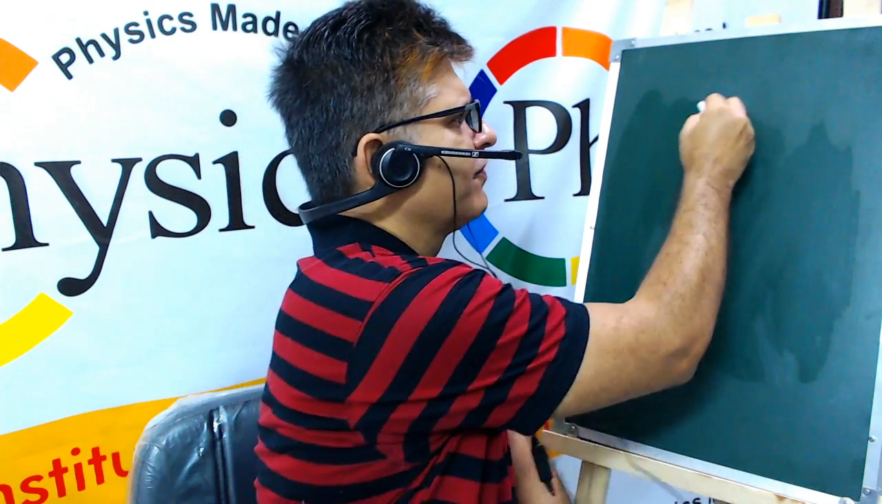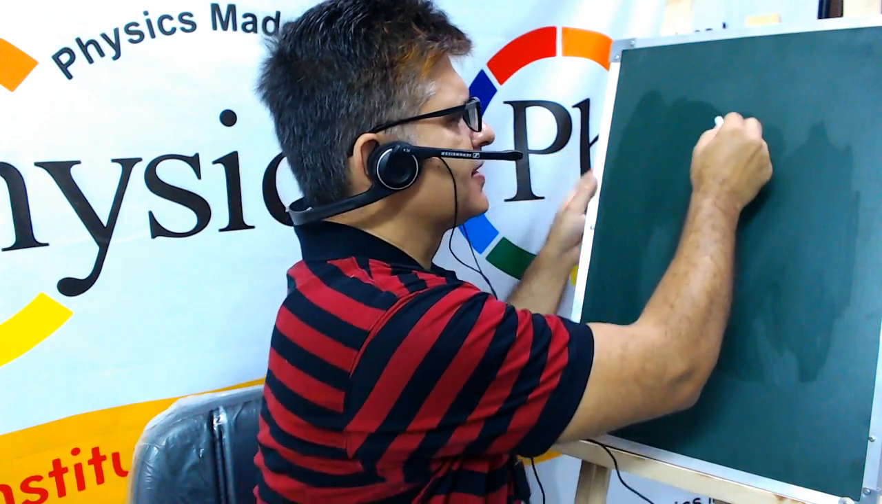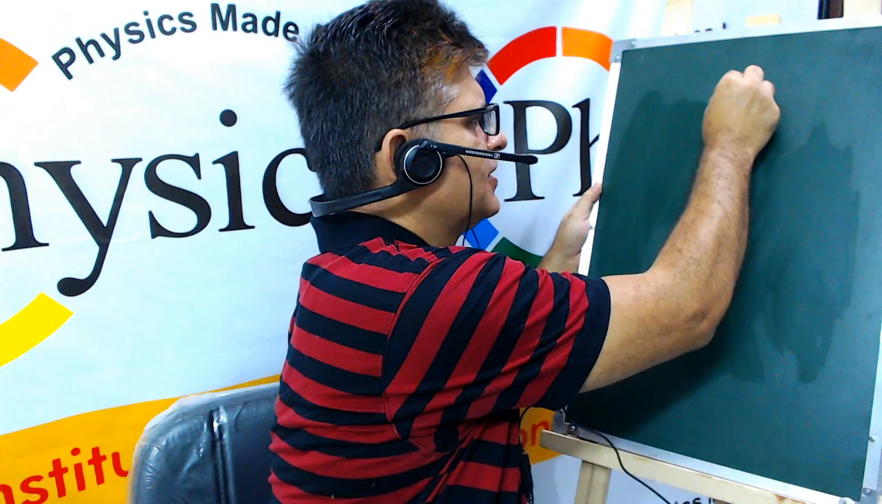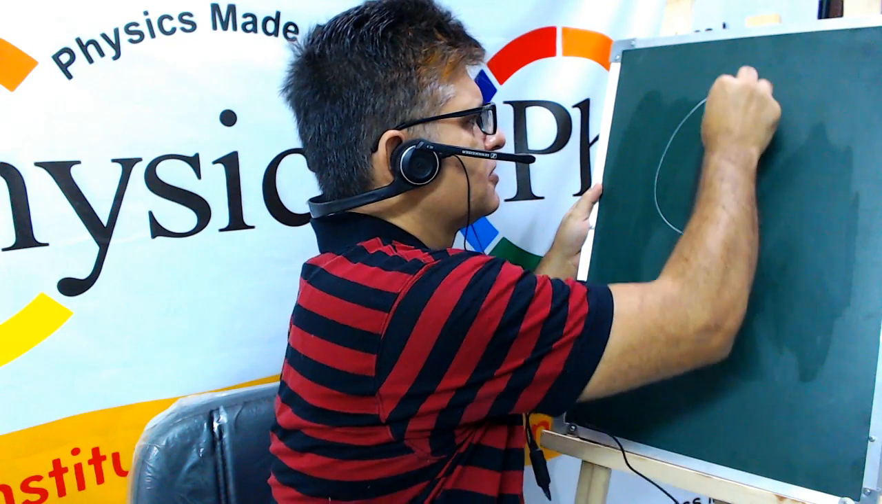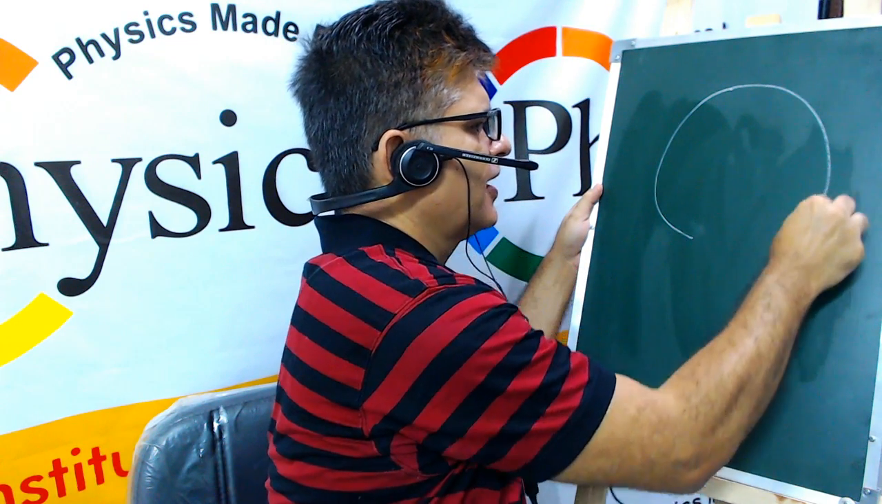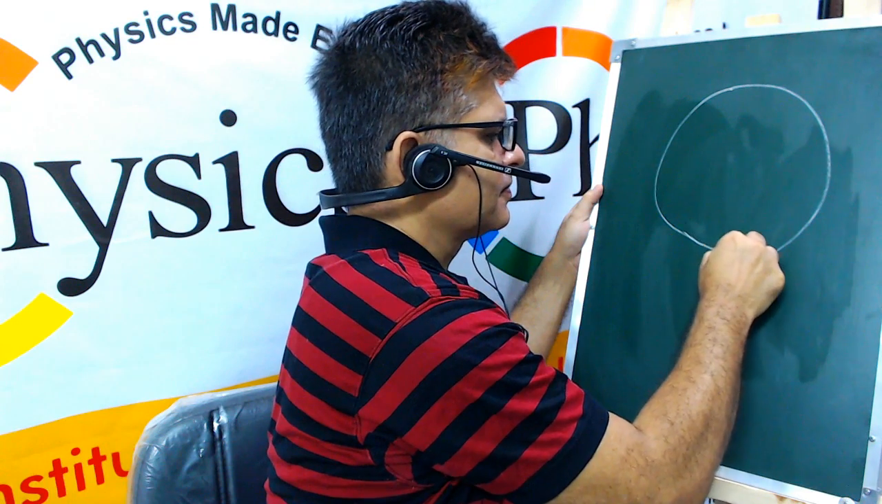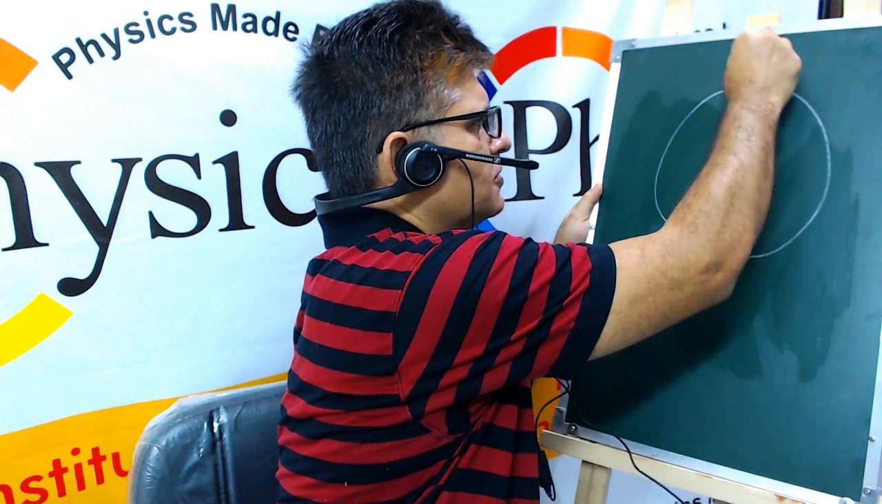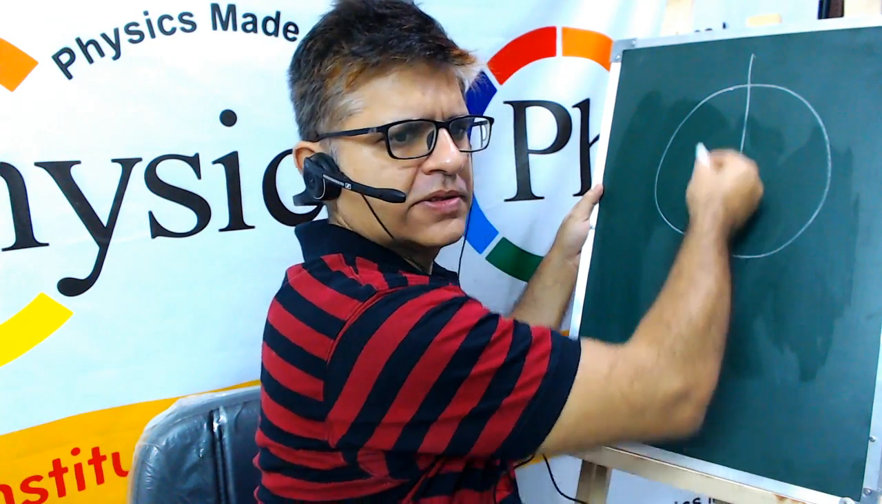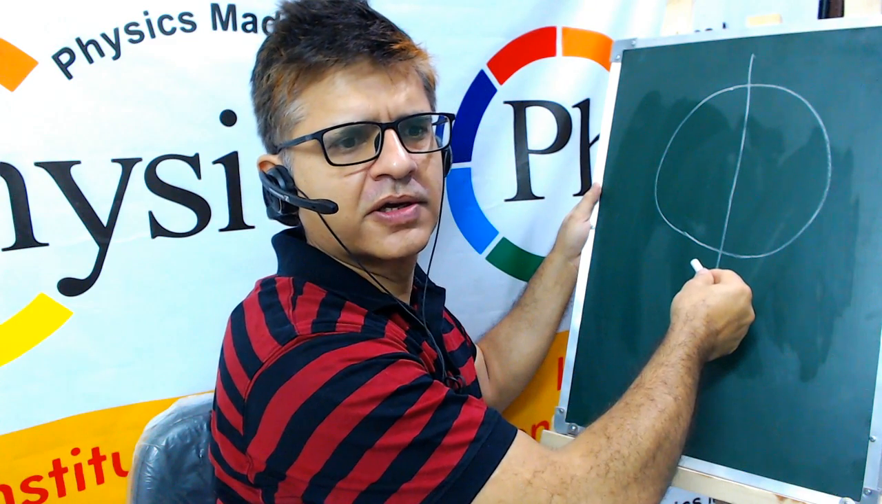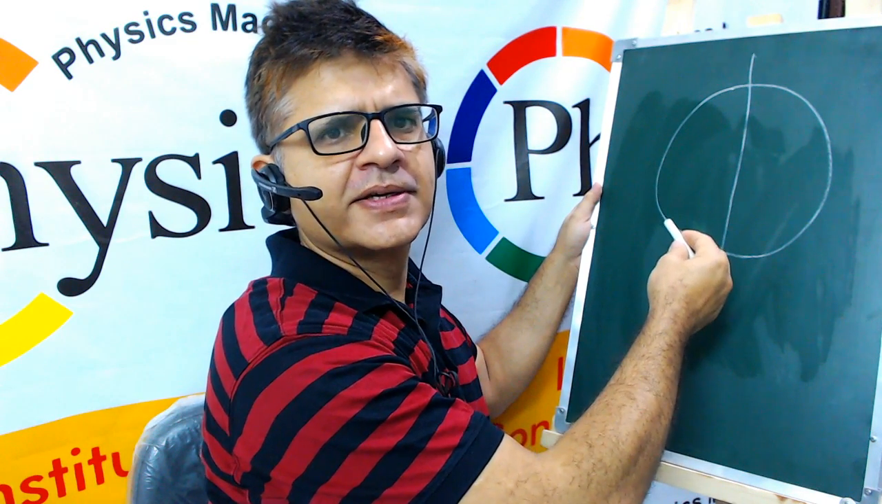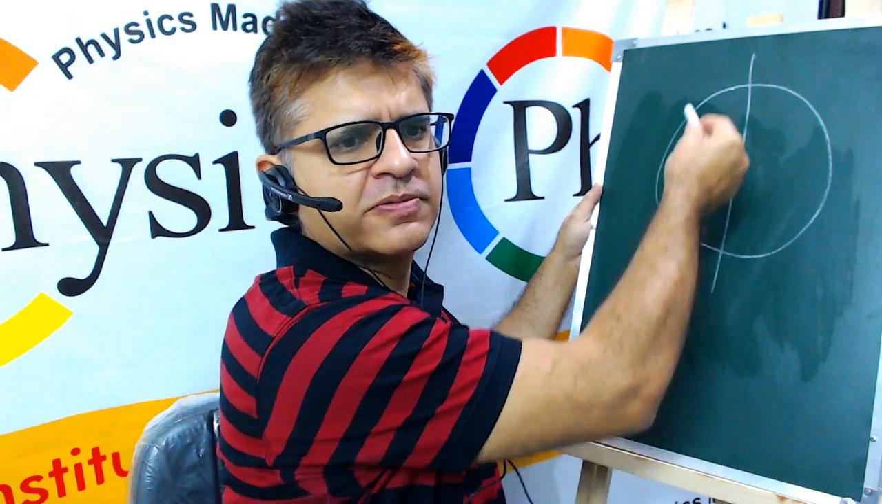So if you have, as an example, if you have this, this is your Earth, and this is your North Pole and South Pole, and this is more to do with geographic. Remember, most of the magnetic stuff is measured with respect to the geographic stuff.